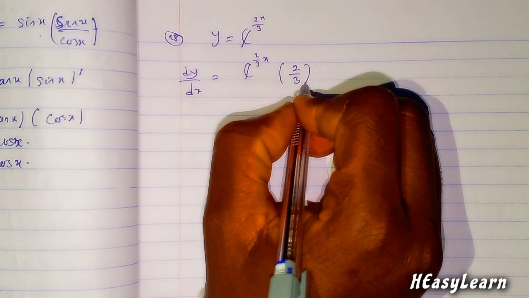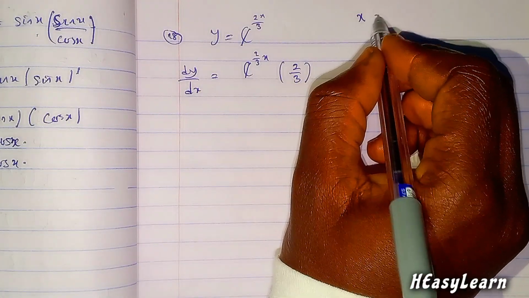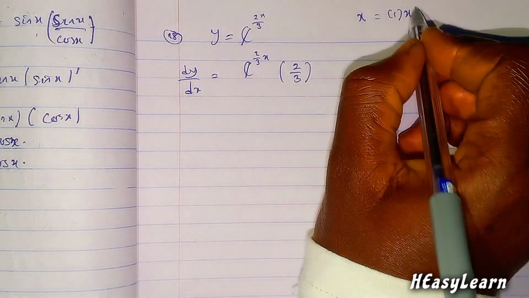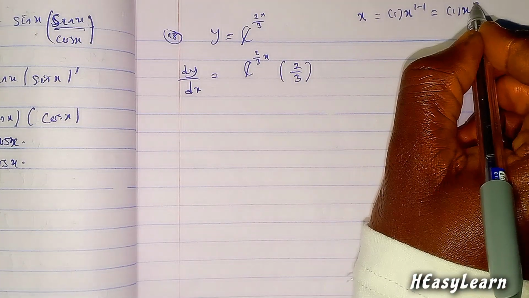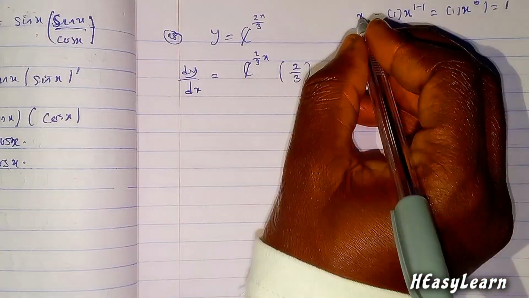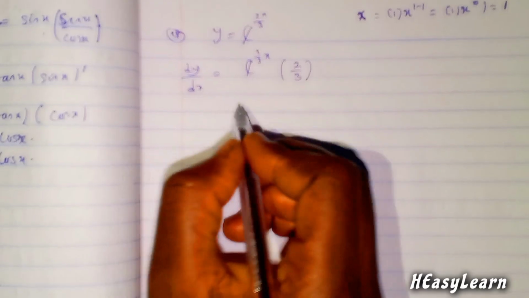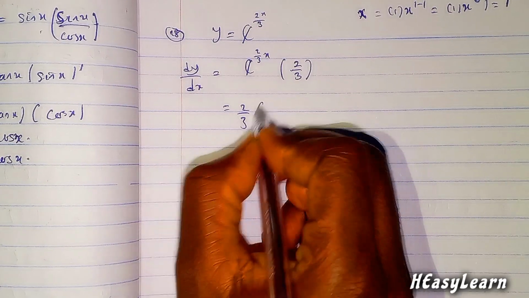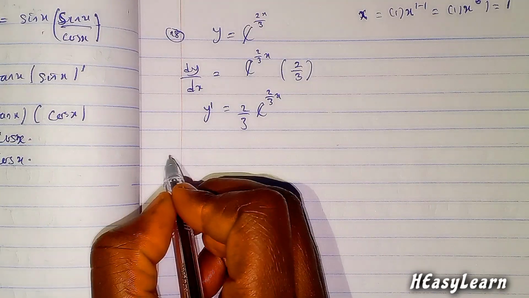The derivative of the power is 2 over 3, because for x the derivative is equal to multiply with 1, x to the power of 1 minus 1. This is 1, x to the power of 0. x to the power of 0 is 1. So that is why the derivative of x is always 1. So the differential of this is 2 over 3 exponential 2 over 3 x.